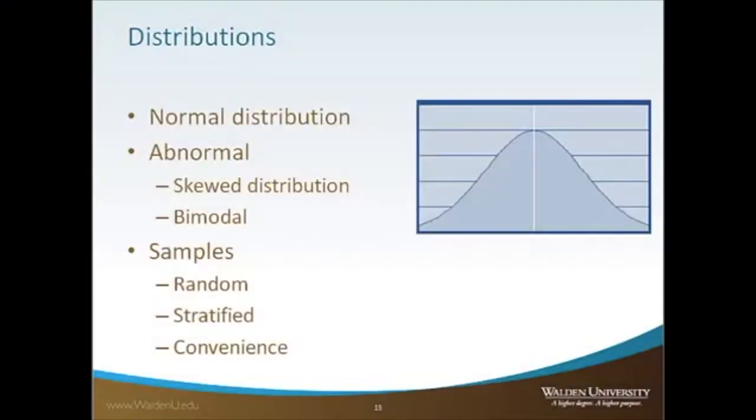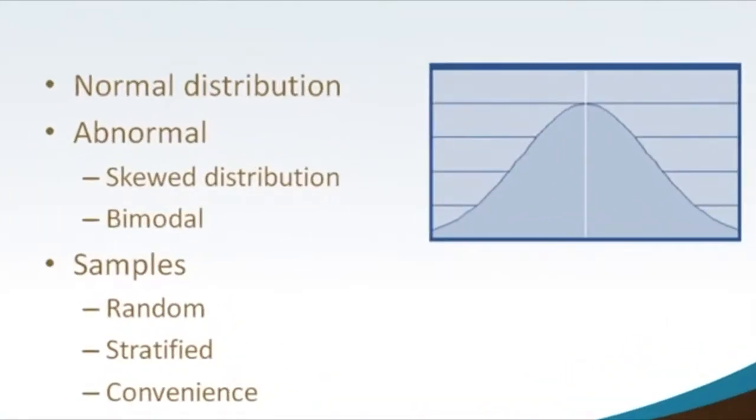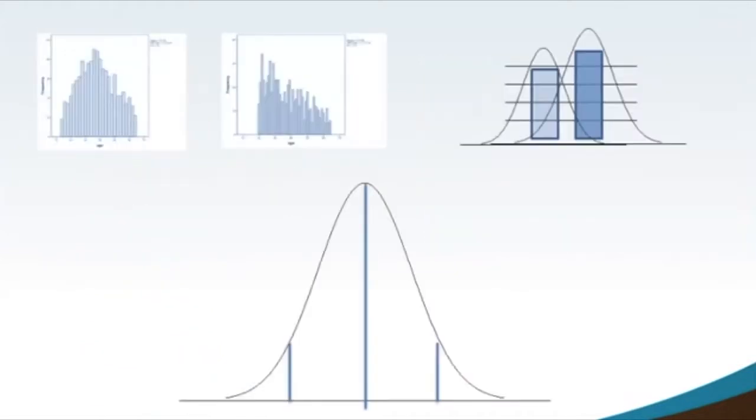Well, many of the statistical tests that you perform require or assume a normal distribution. Sometimes the distribution isn't normal. It may be abnormal. You may have a skewed or a bimodal distribution. And sometimes your sampling strategy, if it's a randomized sample, if it's stratified, if it's a convenience sample, those may all play into what your distribution actually looks like.